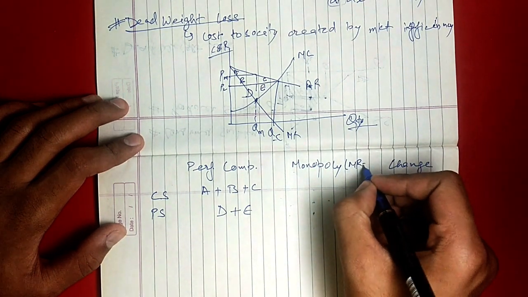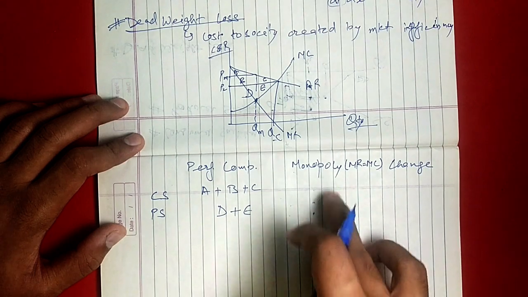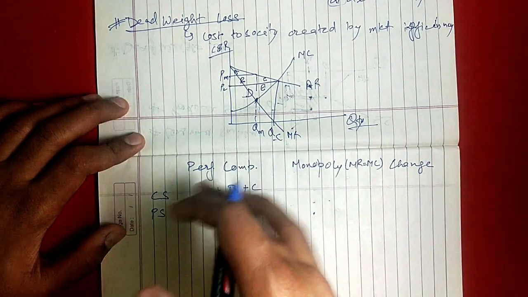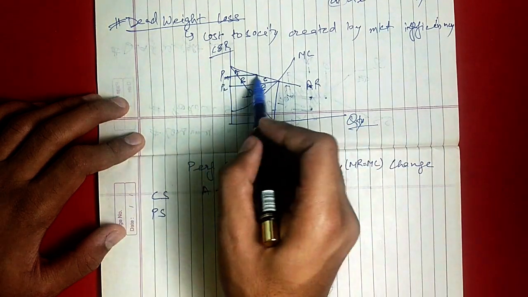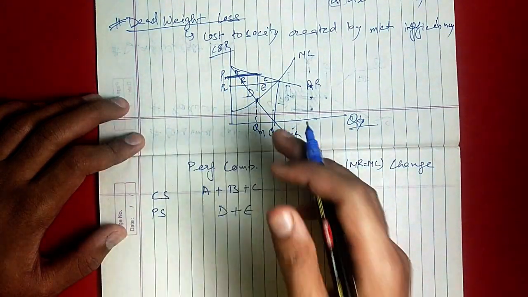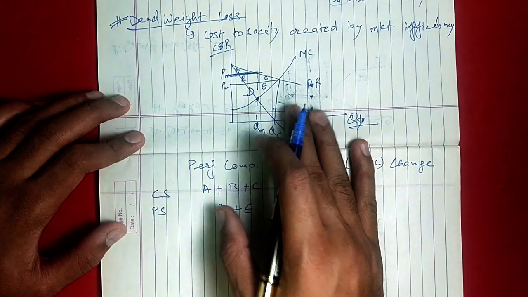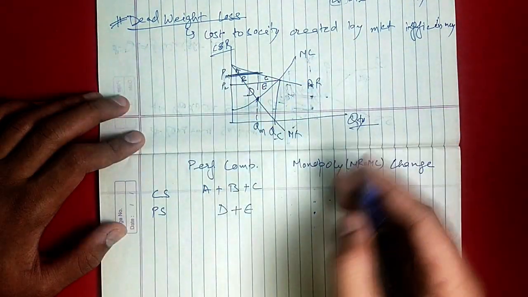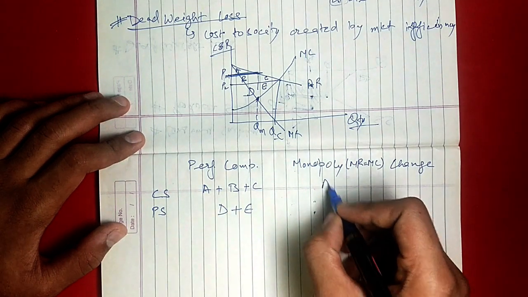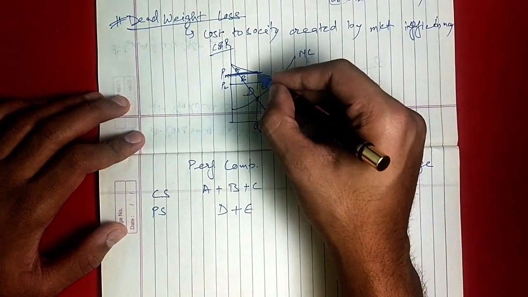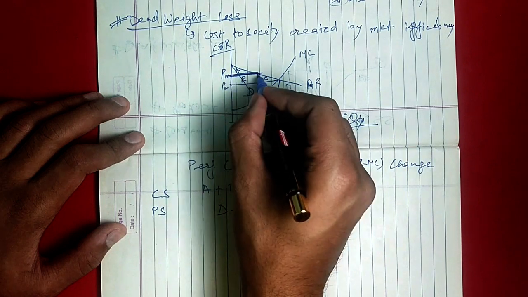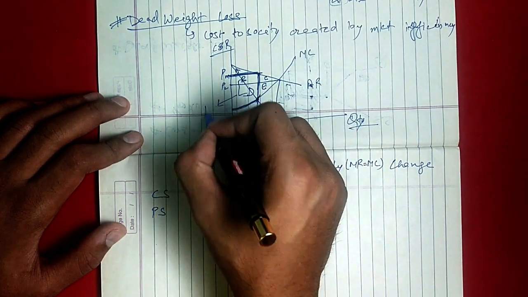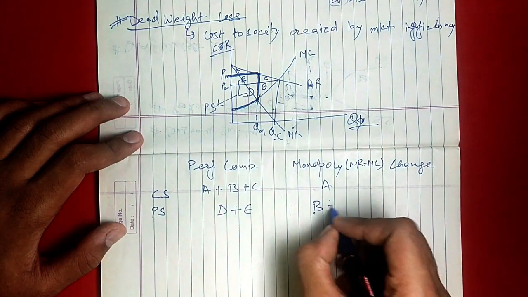Now the monopoly came into the market. You know the monopoly condition is MR equals MC, right? This becomes the price line now, and the area above the price line is A, which is consumer surplus. Below the price line, up to this quantity, you take this area. This is the producer surplus, so it is B plus D.